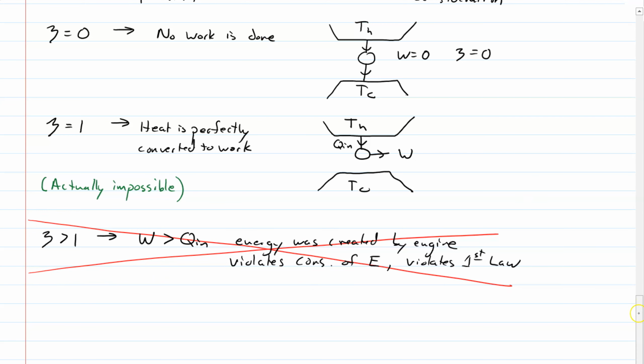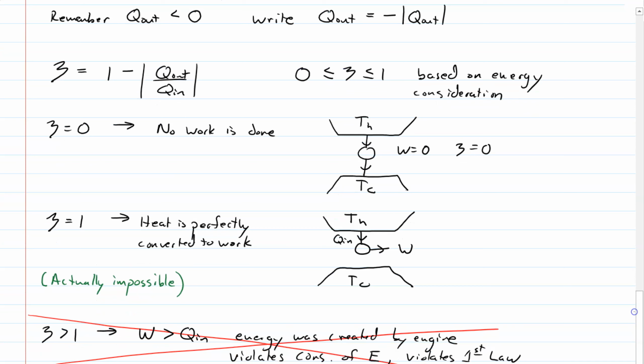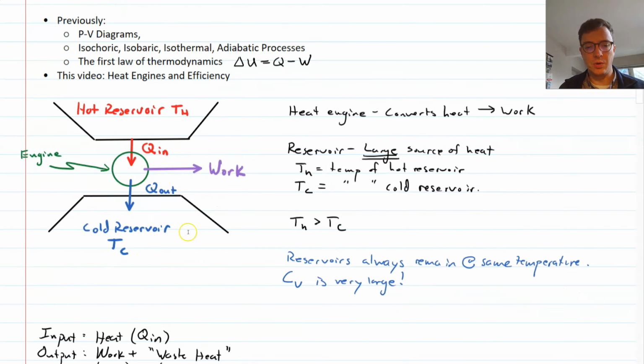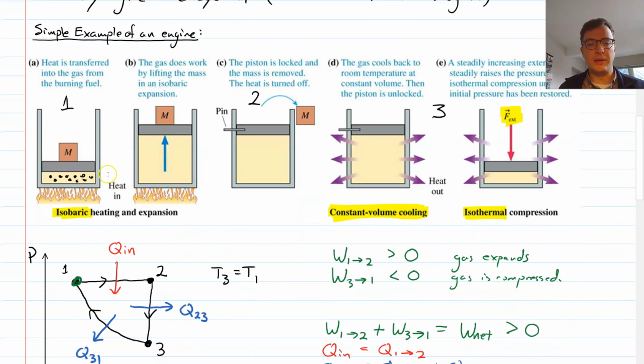So based on just the first law alone, I should expect my efficiency to be somewhere between 0 and 1. 1 would be like the ideal, perfect engine. 0 would be a useless engine. A real engine would be somewhere in between. Let me summarize what we talked about. I explained to you the basic idea of a heat engine, something which converts heat into work. I gave you a simple example of a heat engine.